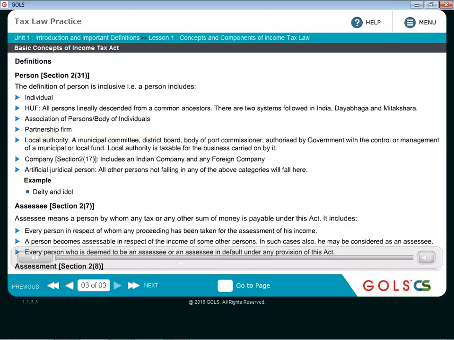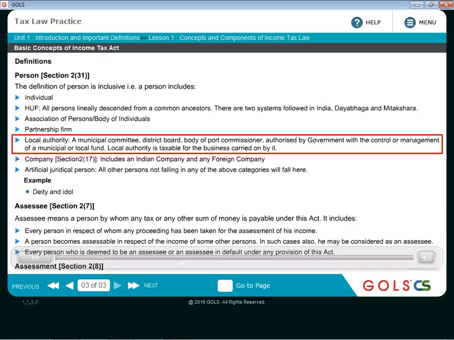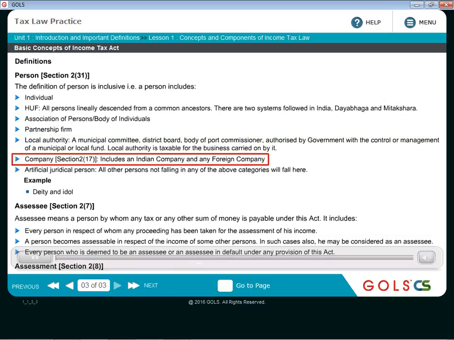Next is local authority. So any municipal committee, district body or port commissioner authorized by the government with the control or management of the municipal or local fund is a local authority. A local authority is taxable for the business which is carried on by it. So that will be considered as a local authority. Next is a company. Now company is defined under section 2 subsection 17, which includes Indian as well as foreign companies. So we are concentrating on both types of companies, Indian as well as foreign.